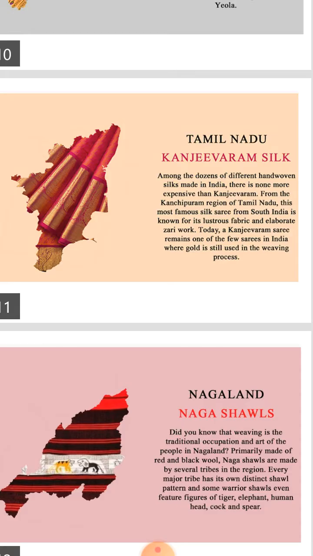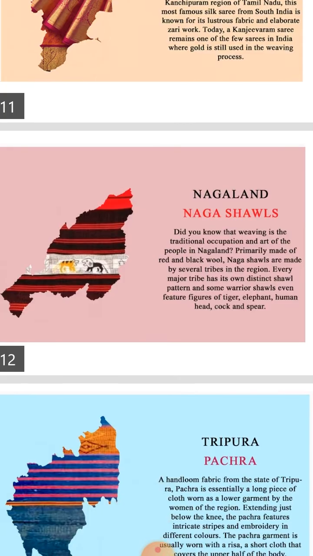Among the dozens of different hand-woven silks made in India, there is none more expensive than the Kanchivaram. From the Kanchipuram region of Tamil Nadu, this most famous silk saree from South India is known for its lustrous fabric and elaborate zari work. Today, a Kanchivaram saree remains one of the few sarees in India where gold is still used in the weaving process. Next, moving to Nagaland.